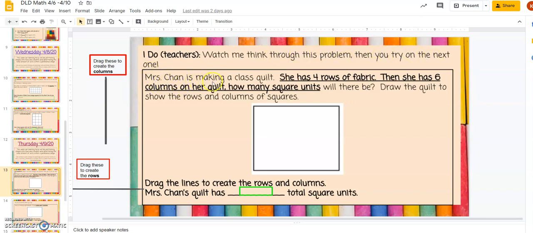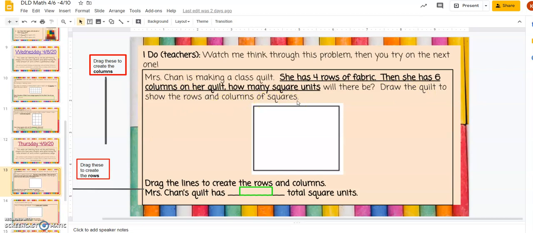Mrs. Chan is making a class quilt. She has 4 rows of fabric. Then she has 6 columns on her quilt. How many square units will there be? Draw the quilt to show the rows and columns of the squares.